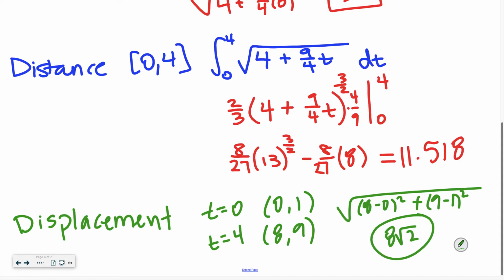Do you know why it's the distance formula? From one point to another, that's the displacement. Bird's eye distance. They're very close.